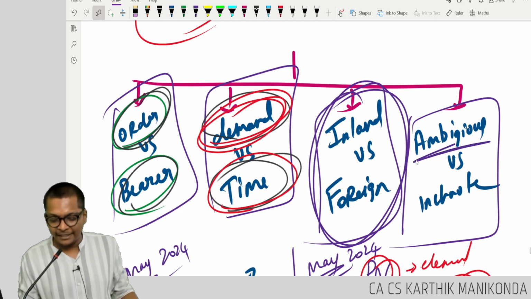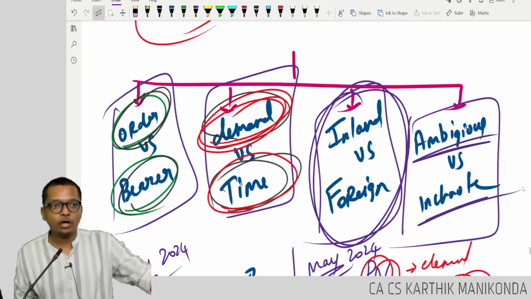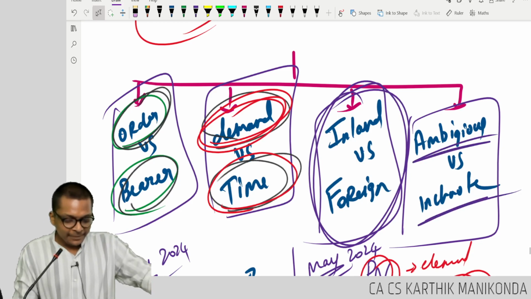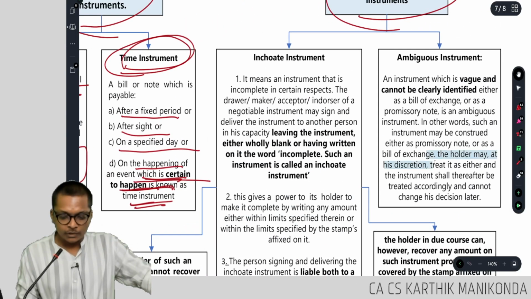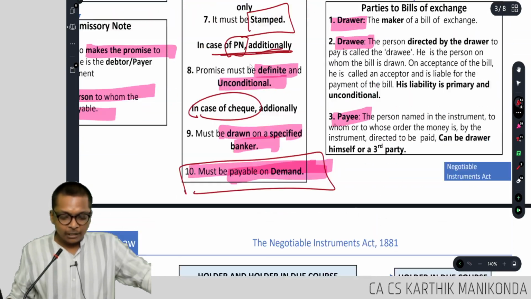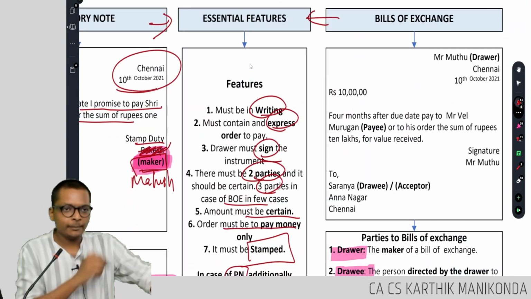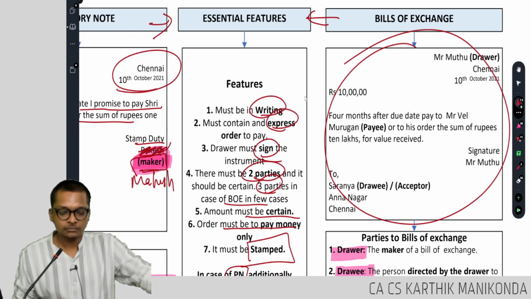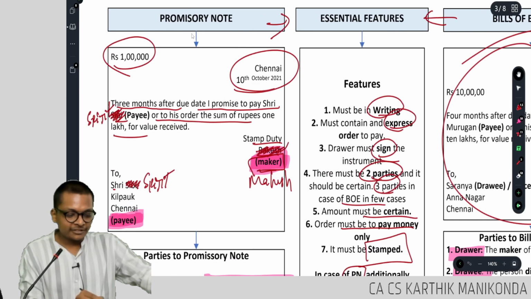Let me take ambiguous and incoherent instrument. Ambiguous instrument means, now look at this. I showed you a bill that looks like this. Bill looks like this. Promissory note looks like this.